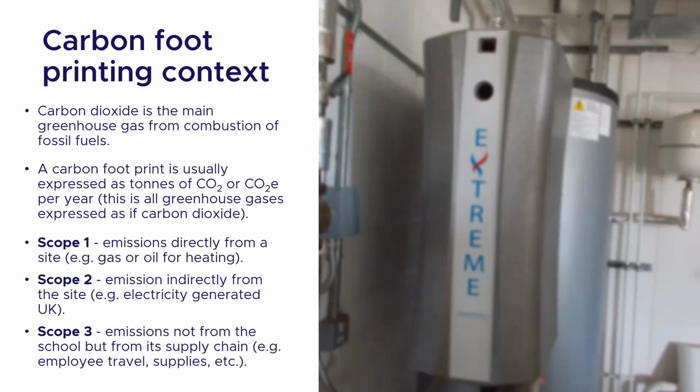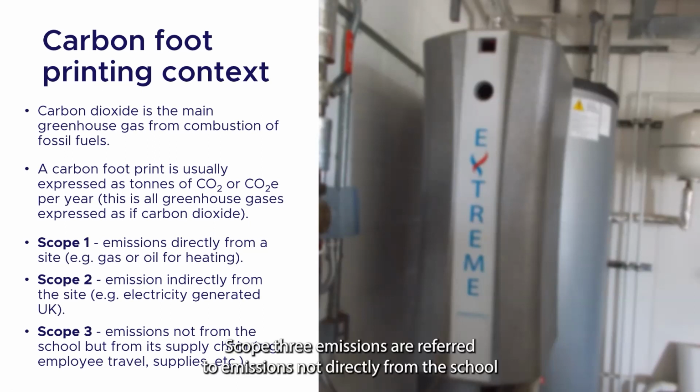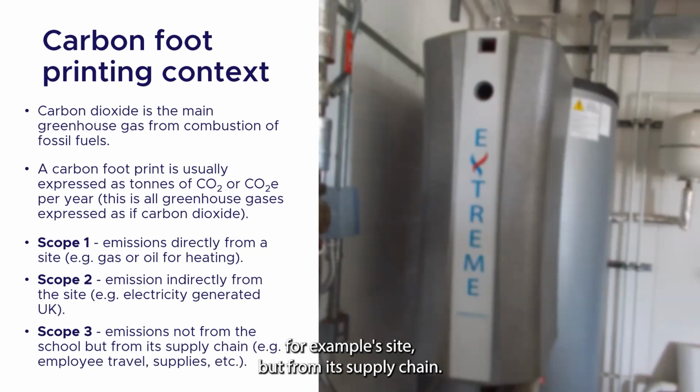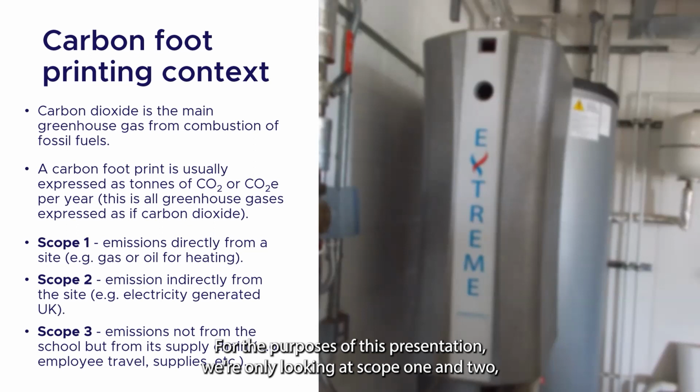Scope 3 emissions refer to emissions not directly from a school's site, for example, but from its supply chain. So this could be, for example, from the travel of employees to the site, could be from the supplies that you get into the kitchen, or other things used on a site that come from other companies. For the purposes of this presentation, we're only looking at scope 1 and 2, but we will have some resources about scope 3.